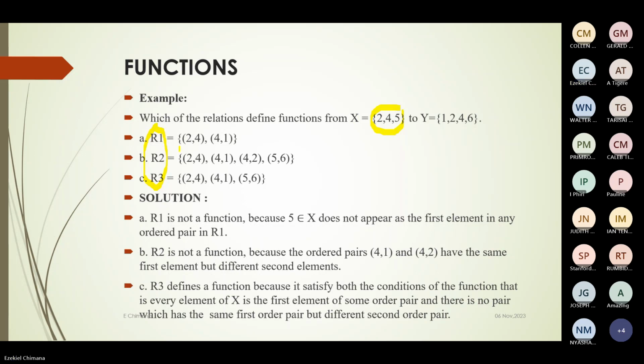To Y. What about R2? We've got (2, 4), (4, 1) and (4, 2). Remember, this 4 is being mapped to 2 different values, (4, 1) and (4, 2), which means we end up having this shape where X has one value mapped to what? To 2 different values. So in other words, R2 is not a function.